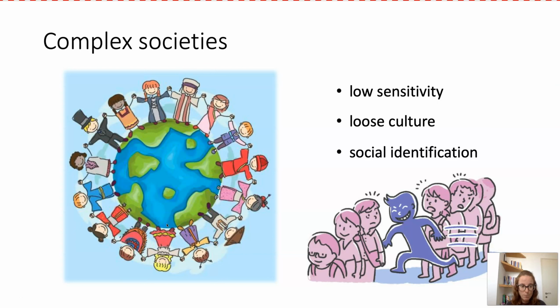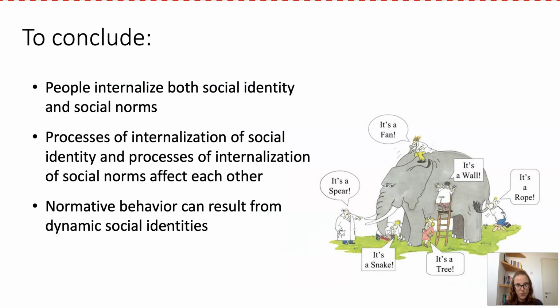Social identification processes determine our group belonging, and group belonging and group identification determine which norms become salient. So in this example, in the grocery store, it was the in-group norms that became salient. But in the train station, when the social circumstances had changed, it was the out-group norms that became salient and affected this individual's behavior. So to conclude, people internalize both social identity and social norms, and they feel committed to both.